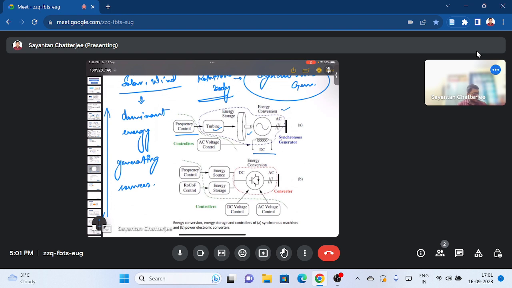In a similar context, we can see here the rectifier DC voltage and AC voltage control, and the DC-AC converter units are the ones which can deliver the same operation as the synchronous generator, because this is the system we need to design.